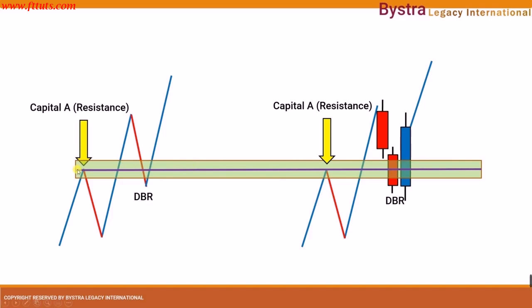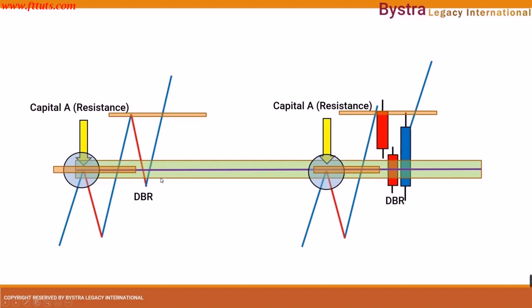Is to make sure that we break the two resistance. But before we break the two resistance, what we should check now is the drop base rally has to be aligned with the resistance. Here in this case, the resistance is slightly above the drop base rally. This is fine. Resistance capital A is slightly above the drop base rally. It is fine, no issue. This will be okay, acceptable. It's a good SOP, acceptable SOP.